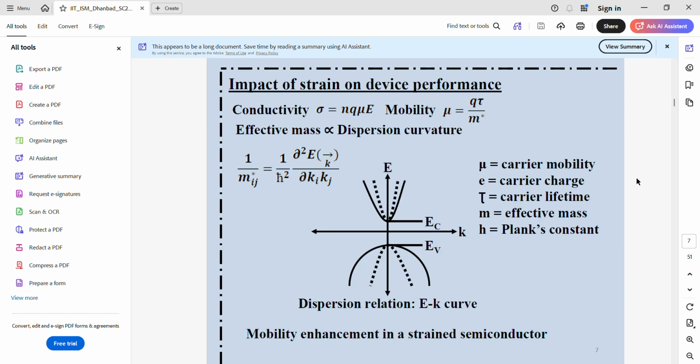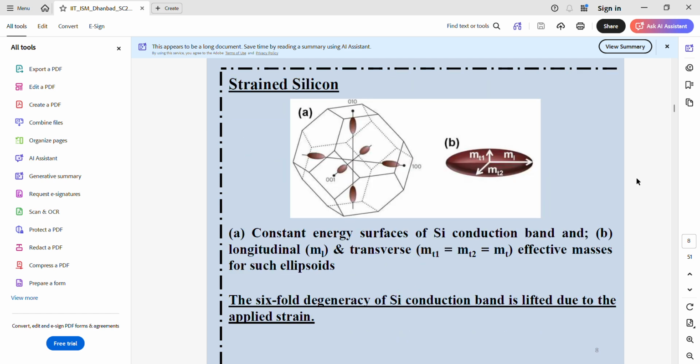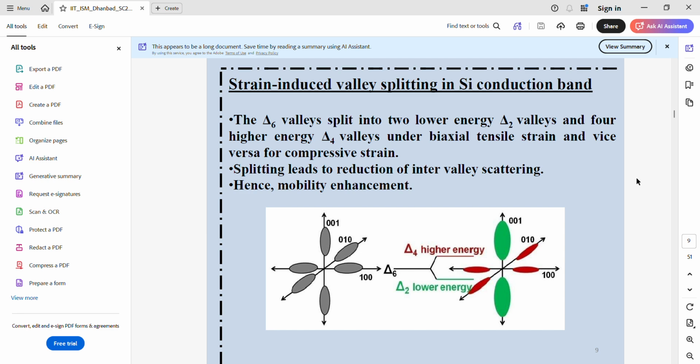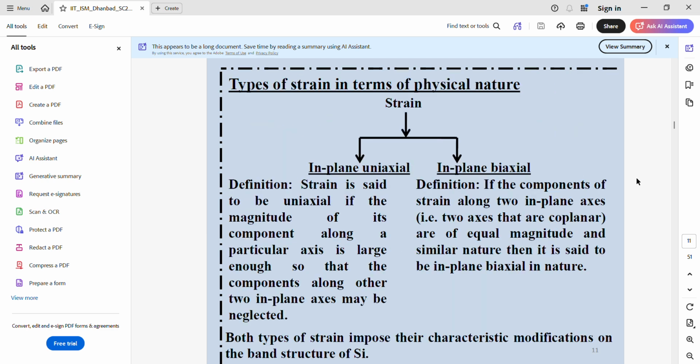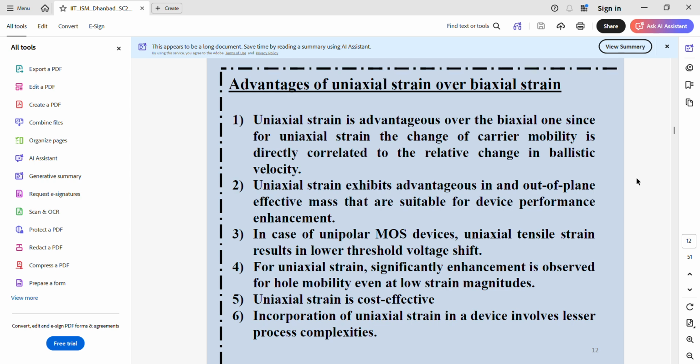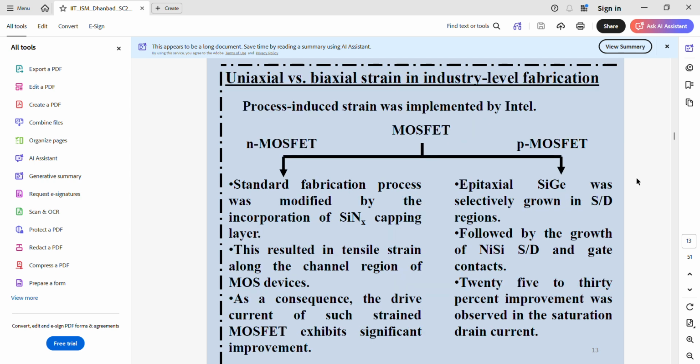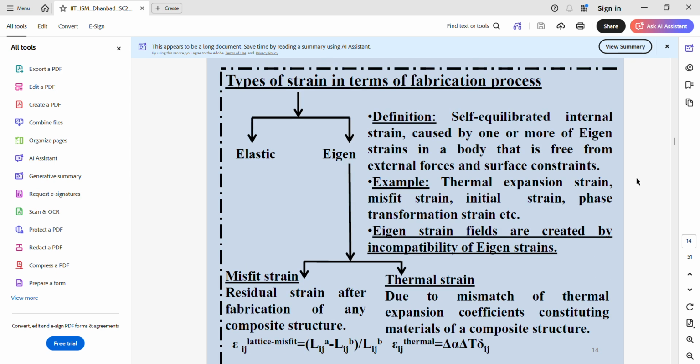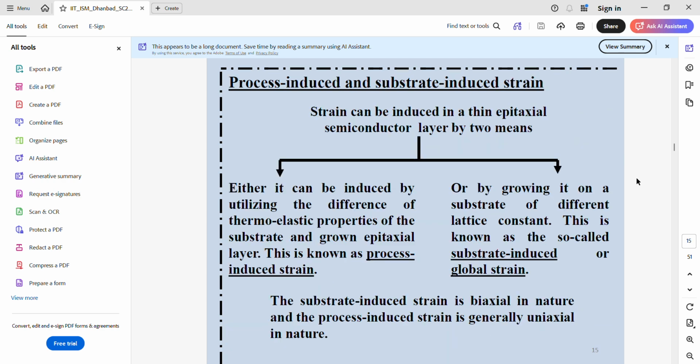So I'm skipping the initial introduction portion: why strain is there, what causes strain, and how strain affects and leads to the degeneracy of the silicon's six constant energy values. One most important aspect is that uniaxial strain is far better than biaxial. And the strain depends on the fabrication process flow, therefore it is referred to as process-induced strain. It again has two parts, process-induced and substrate-induced or global strain.